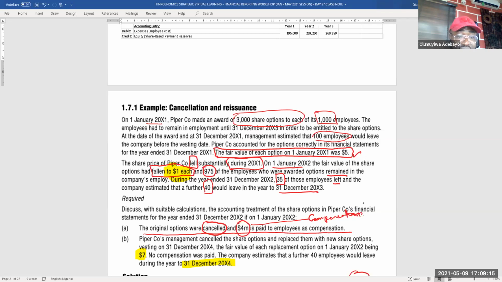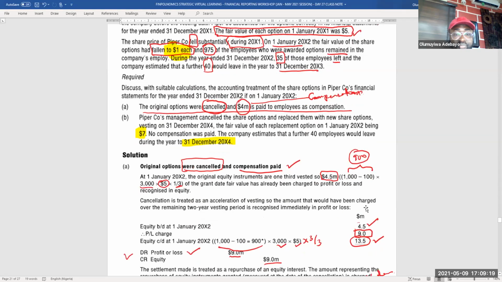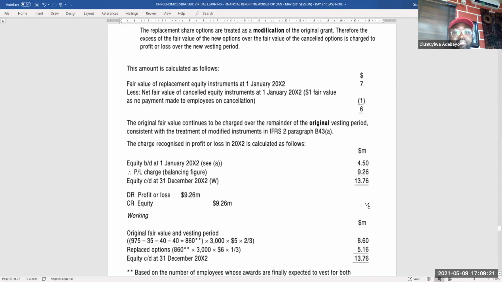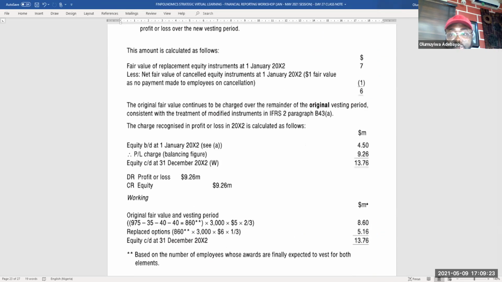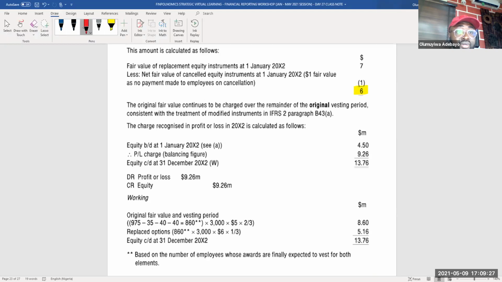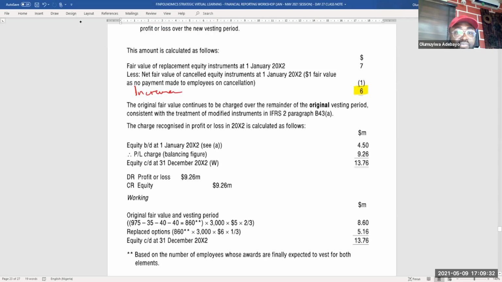Therefore, the difference between this 7 and 1 is the incremental that we have here. This 6 is the incremental effect of the new option. I think I didn't write it well.